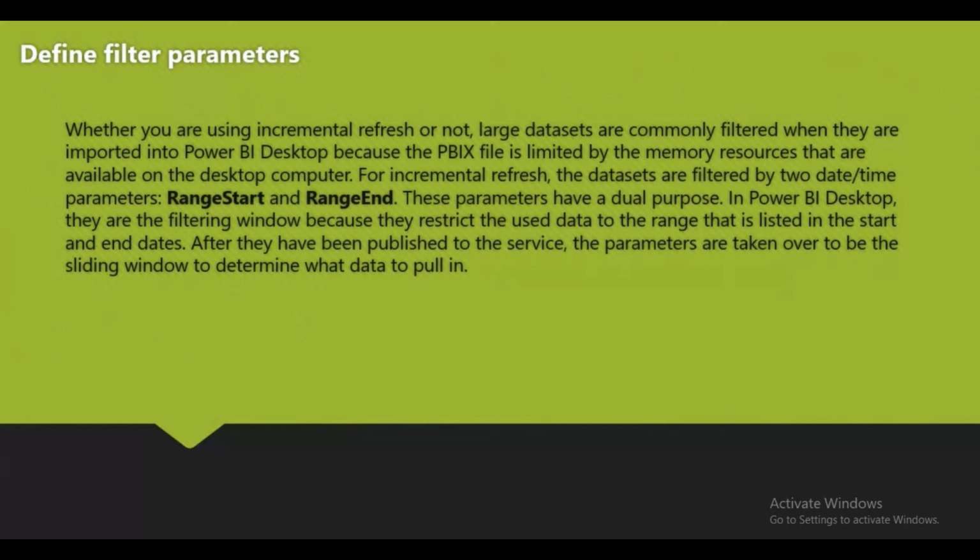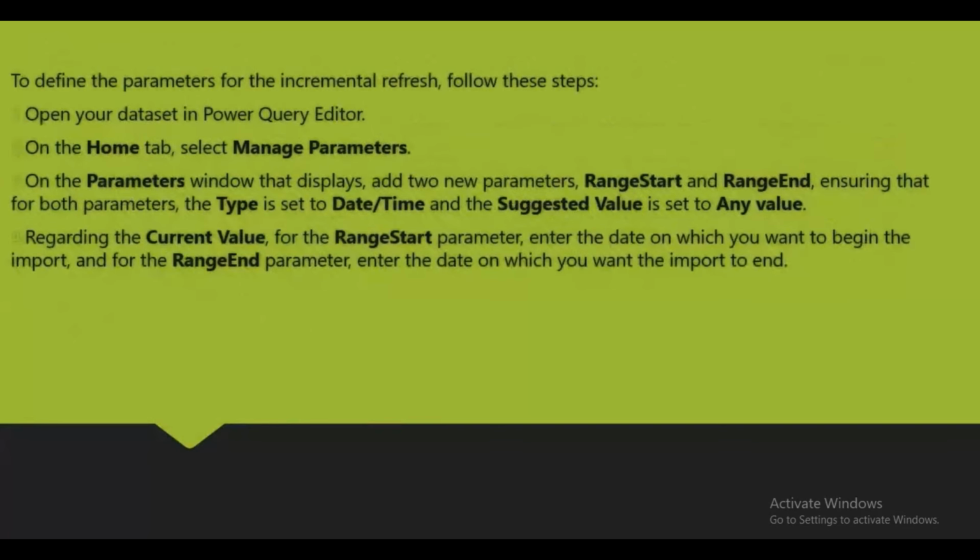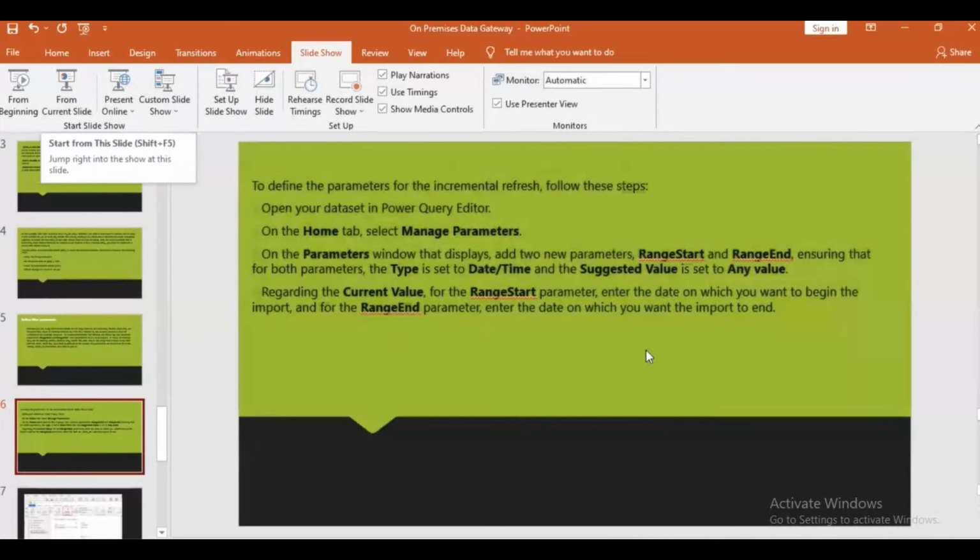I want to load the data set from my range start of 1st January 2015, and my range will end on 31st December 2020. Whatever data values are in between that range, I want to load only that data. So let's see how to do that. Let's come back to the practical way.